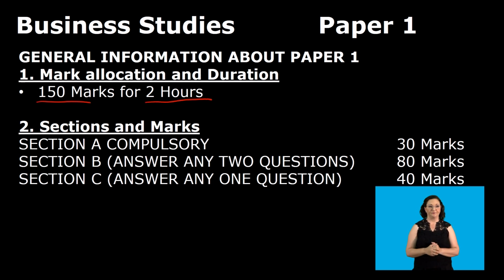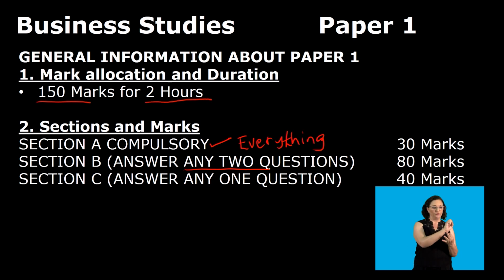Section A is compulsory. What does this mean? It means you answer everything in Section A. Everything has to be answered in Section A. There is no choice, but you just answer everything. Then you go to Section B, you answer any 2 questions. What does this mean? It means you'll be given 3 questions, and from the 3 questions, you have to answer any 2, which consist of 80 marks together, but each question is 40 marks.